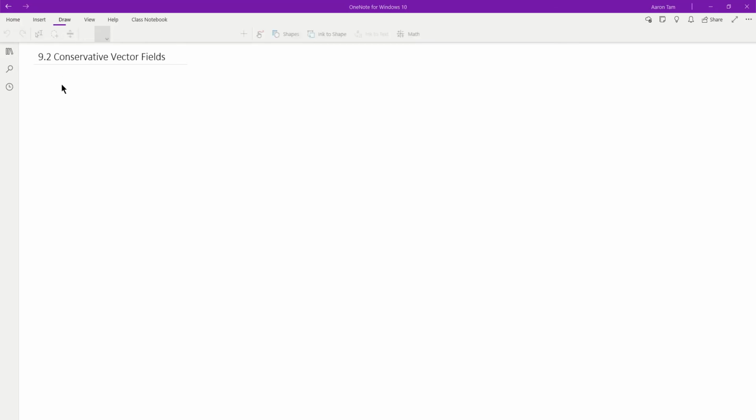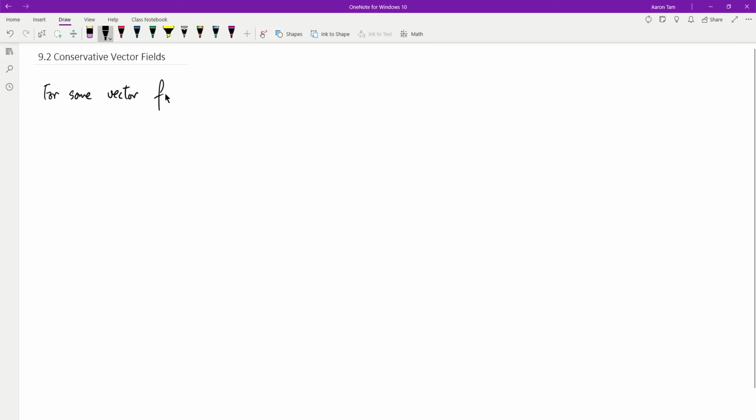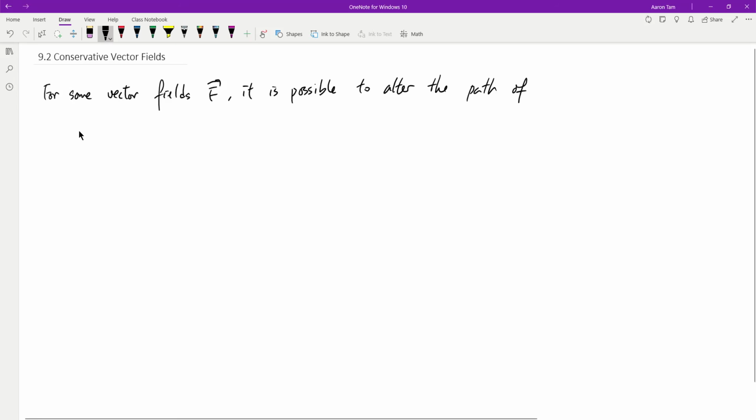So in chapter 8 we learned that for some vector field F, it is possible to alter the path of a line integral without changing the value of the line integral.